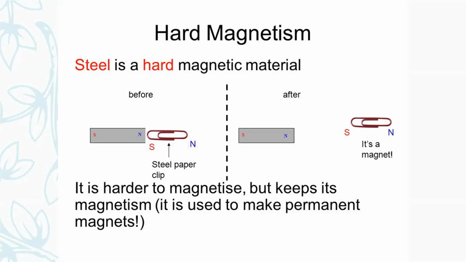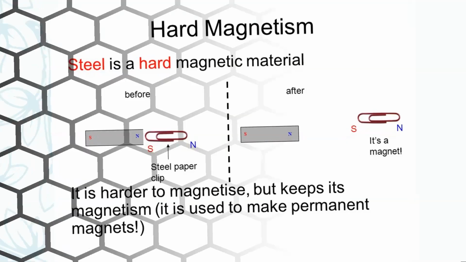Usually paper clips are made from steel, so they will be easily magnetized. And once it is magnetized, it will retain its magnetic characteristic, and then you can use it like a magnet.